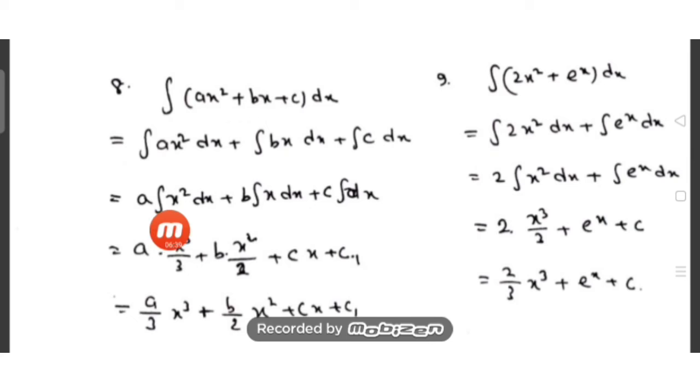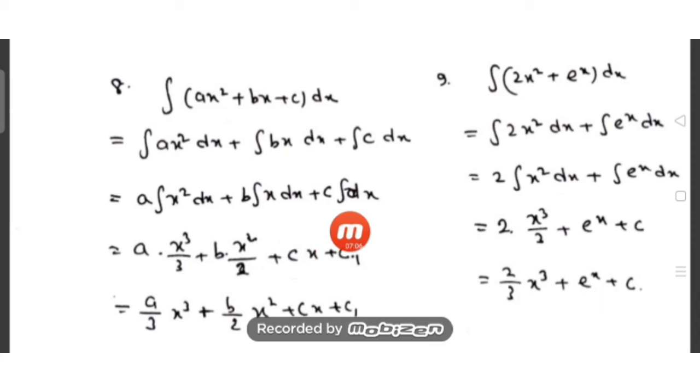So here I can apply x to the power constant, except x to the power minus 1. I can use the x to the power n formula everywhere. So using the x to the power n formula gives x to the power 2 plus 1, that is 3, divided by 2 plus 1, which is 3. Again, here b is a constant and comes out, and here no power is given, which means the power is 1. So when I use x to the power 1, that is 1 plus 1, it gives x squared by 1 plus 1, which is 2.